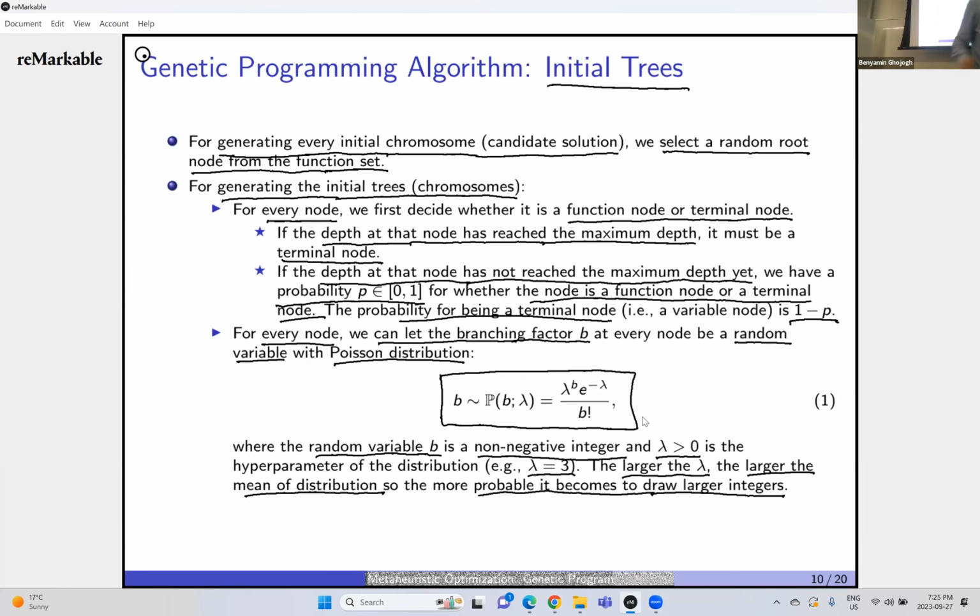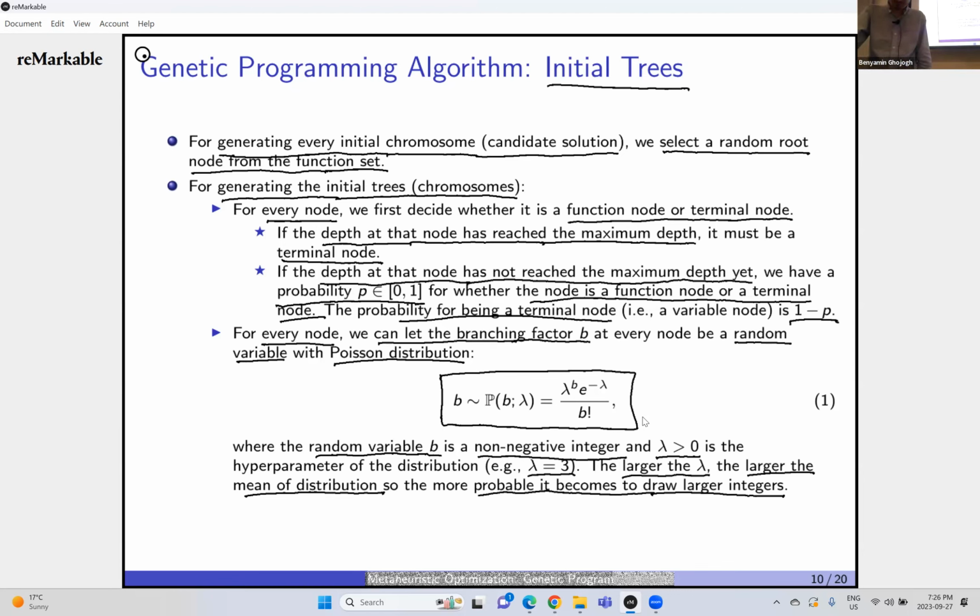It means that if I want my tree to be wider, then I need to set lambda to be a big number. If I want a deep tree, not a wide tree, then a deep tree has a small branching factor, right? Then my lambda should be small. Why do I need to generate a random tree? Because I need to initialize my candidate solutions randomly, right?